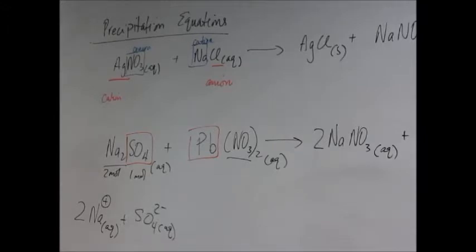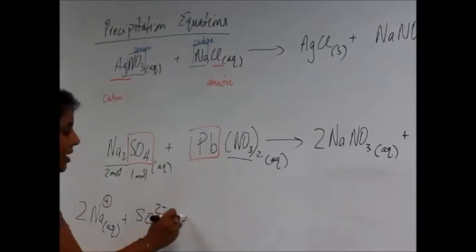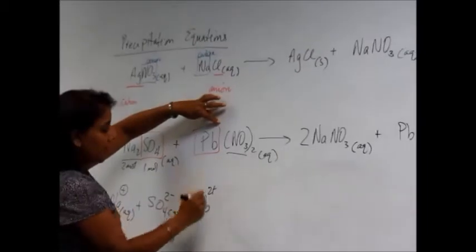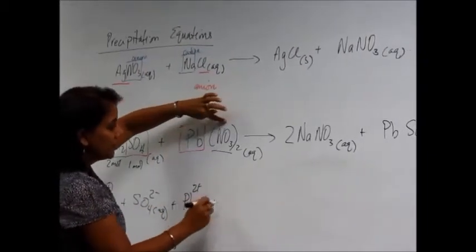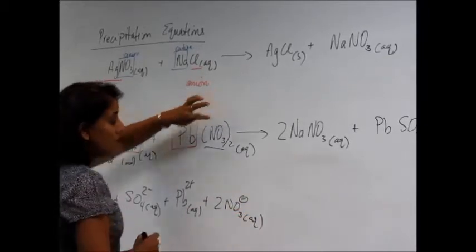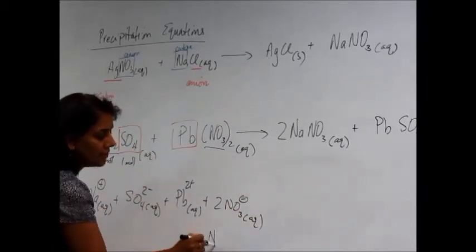I have to say ionic equations are a little bit of a pain, because you have to explain so many things here. Here we have lead, which is 2 plus and aqueous. Nitrate, you have 2 nitrate ions, also aqueous. Again, please do not write this.